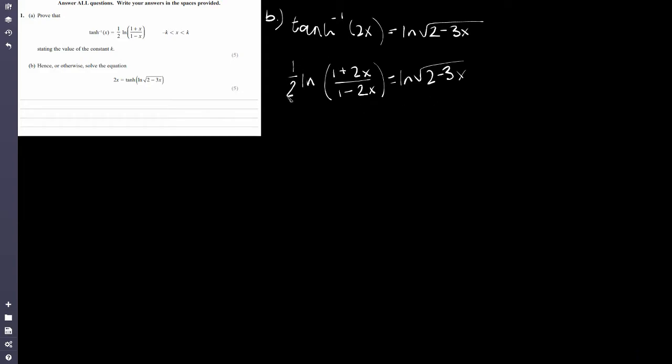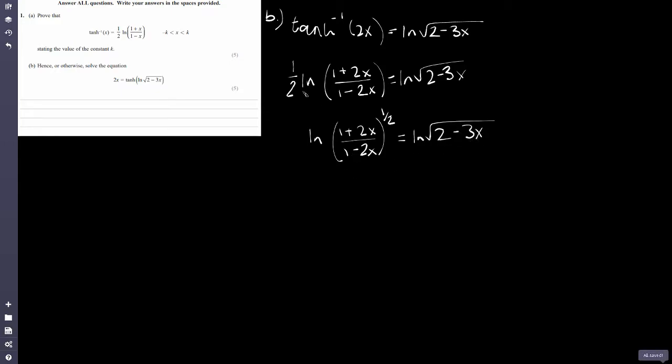Now I can use the power rule for logarithms. So this half here can come up to the top of the logarithm. So that's going to be ln of 1 plus 2x all over 1 minus 2x, all to the power of a half. And this is going to be equal still to this, ln of square root 2 minus 3x.